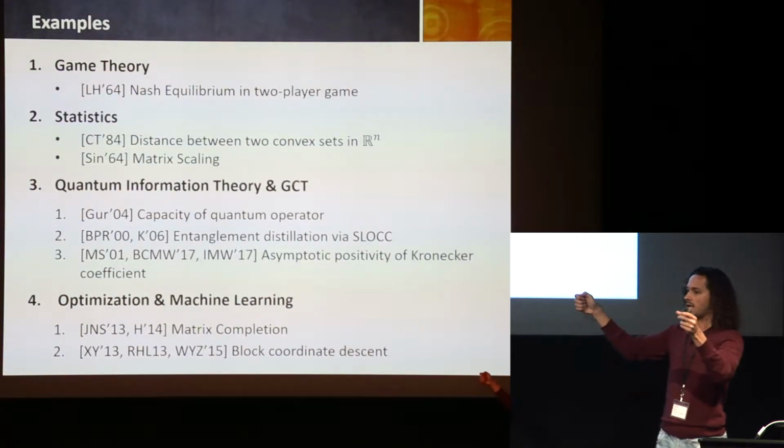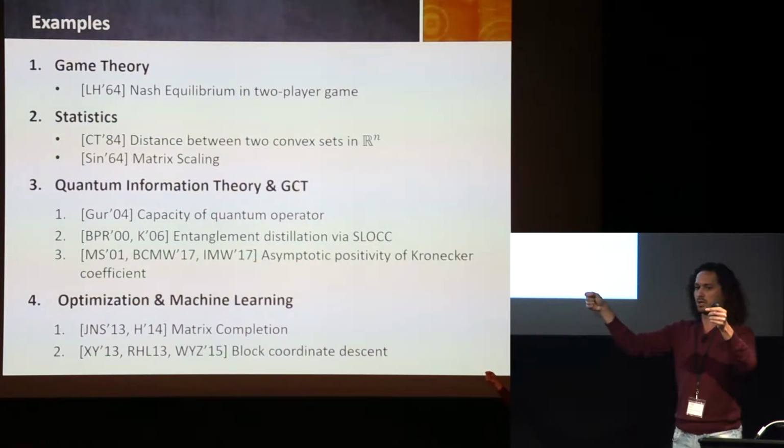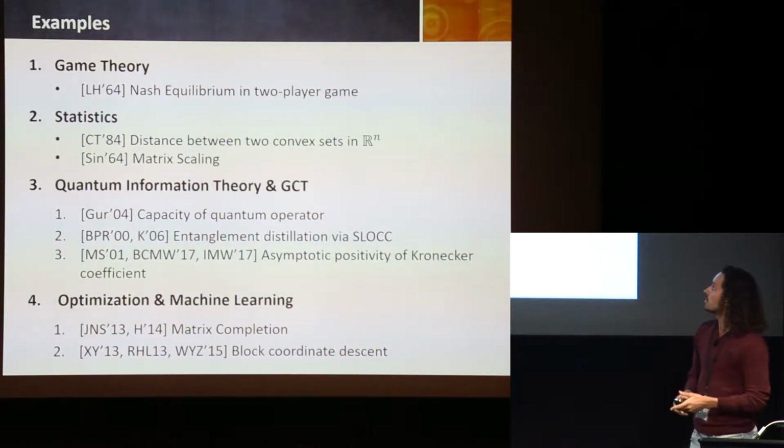In statistics, Csiszár and Tusnády gave the example that Bernard mentioned, where I give you two convex sets in R^n, and then you try to find the distance between these two convex sets. So you start with initial points in each of the convex sets. You fix one, you reduce to a convex optimization problem, then you try to find the minimum, and so on.